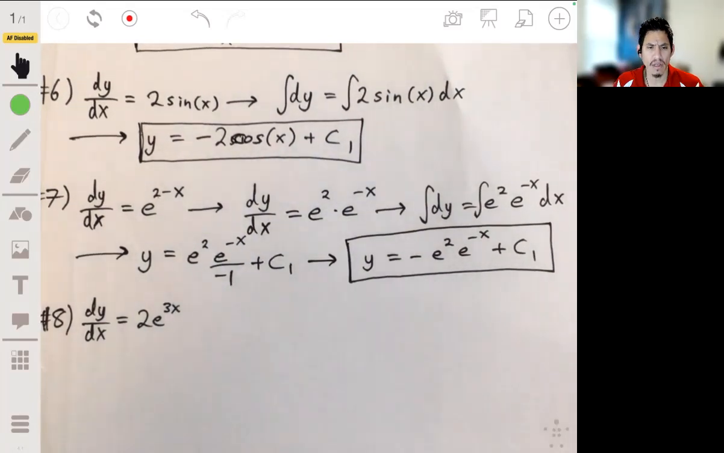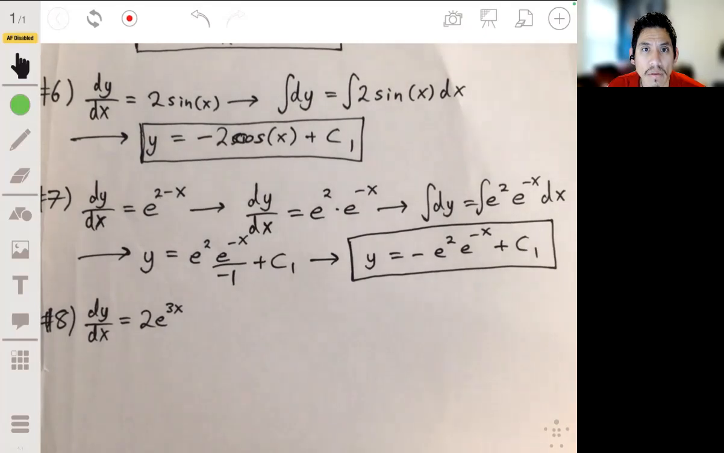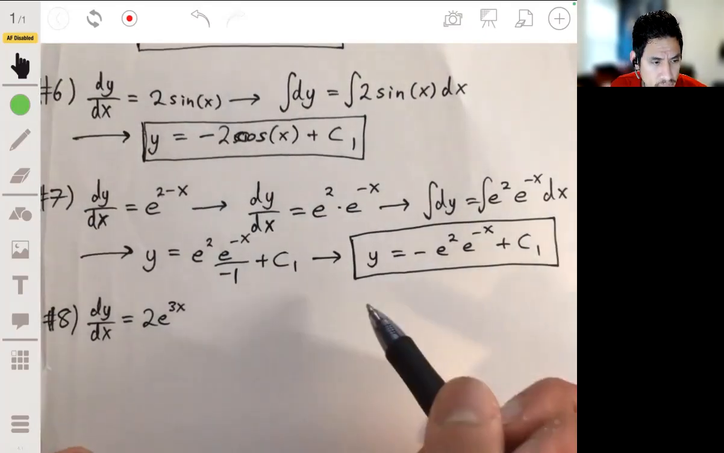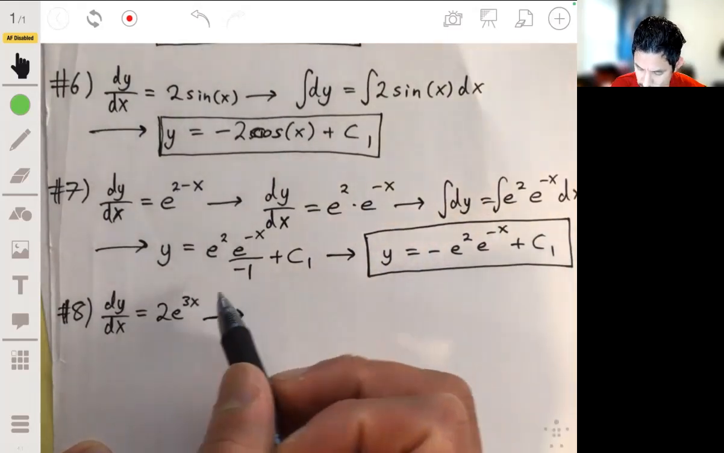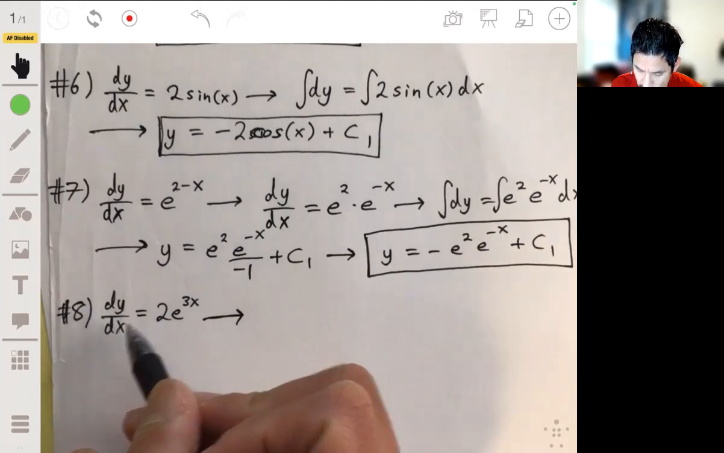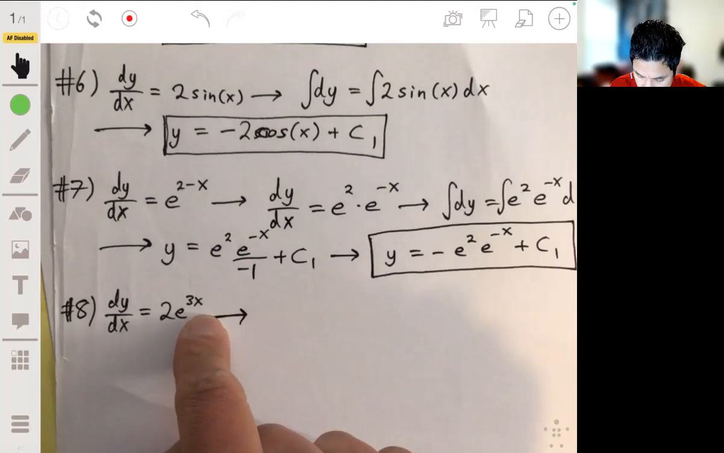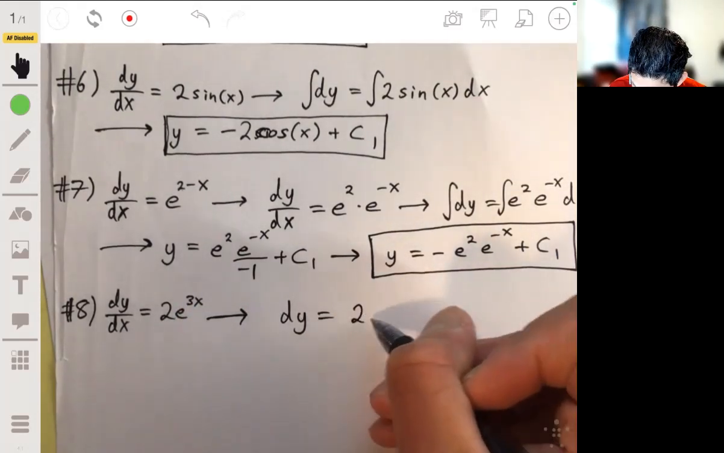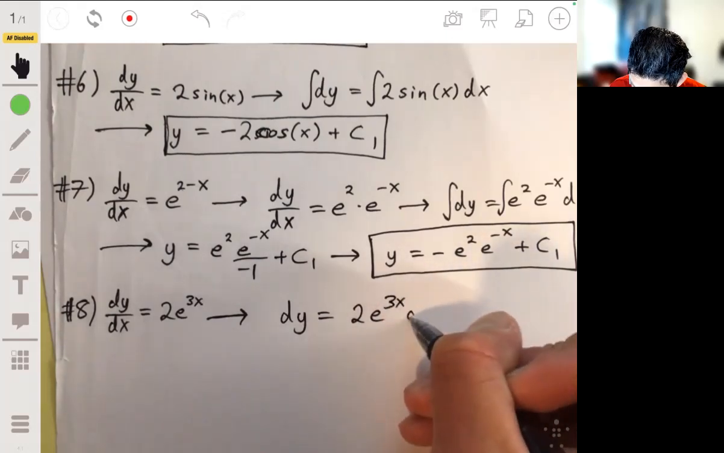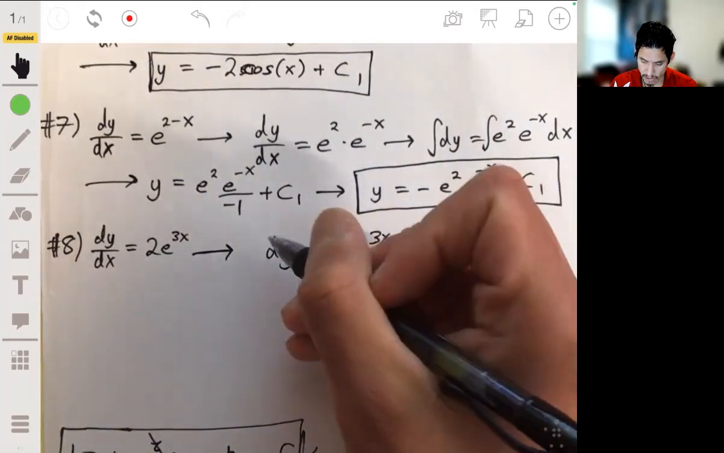All right, then let's look at number 8. We have dy/dx equals 2e to the 3x. So let's just multiply both sides by dx. So we'll get dy equals 2e to the 3x dx. Now we're ready to integrate. Let's throw that integral symbol on there.